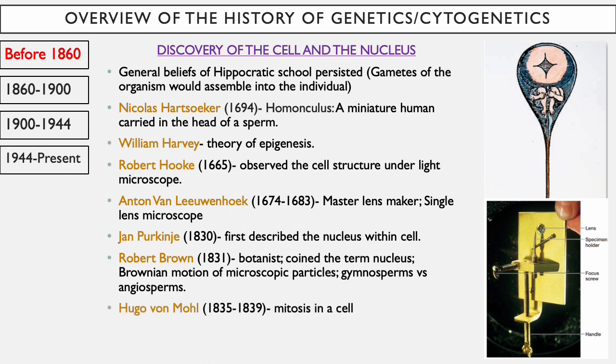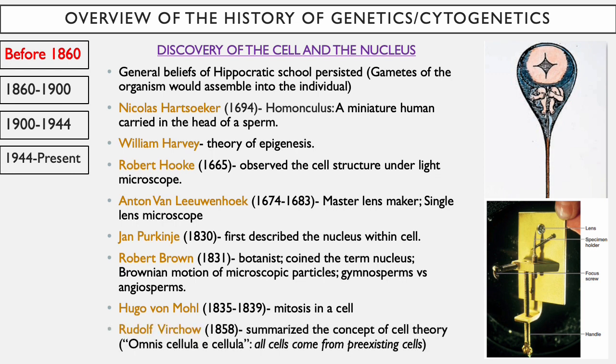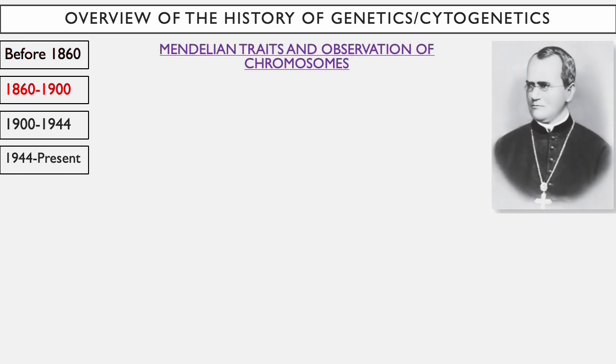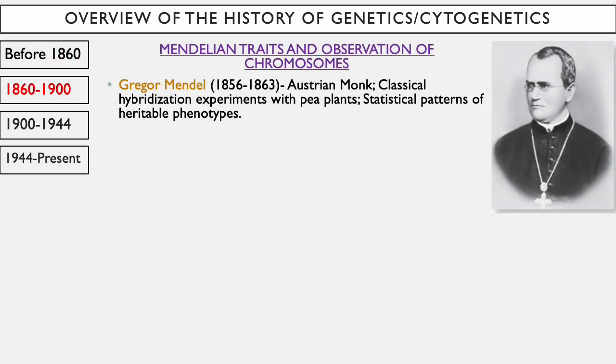Hugo von Mohl was the one who discovered mitosis in a cell, and Rudolf Virchow summarized the concept of cell theory. And in this cell theory, all cells come from pre-existing cells. Now, during 1860 to the 1900s, we have Gregor Mendel. Gregor Mendel was an Austrian monk. He discovered the classical hybridization experiments with pea plants.